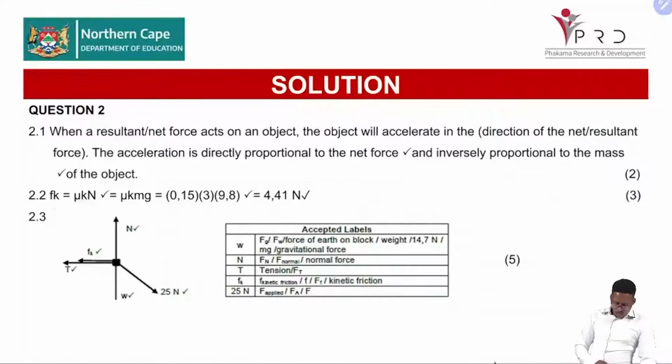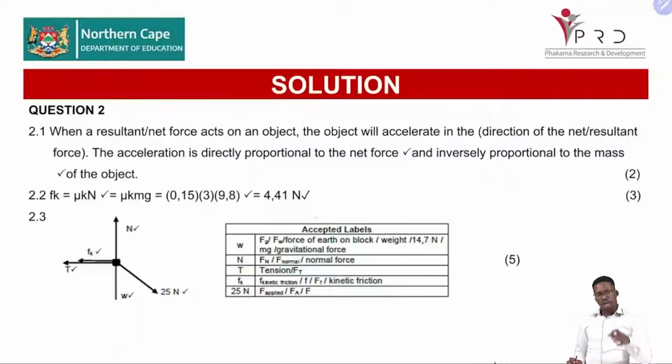So we are going to use the formula Fk is equal to the coefficient of kinetic friction multiplied by normal force, 1 mark. And then what is the coefficient? You were given 0.15 multiplied by normal force, which, we did say that the normal force is equal to mg. So it is 3 times 9.8. You get a mark for the substitution, and the answer is 4.41 newtons. You get a mark for that. So 3 marks: 1 mark for the formula, 1 mark for the correct substitution, and 1 mark for the answer.